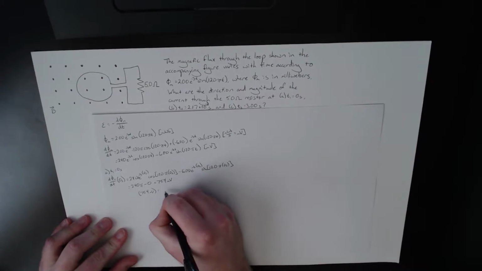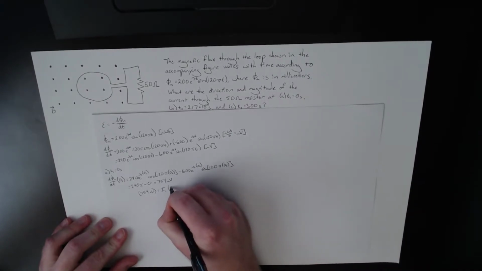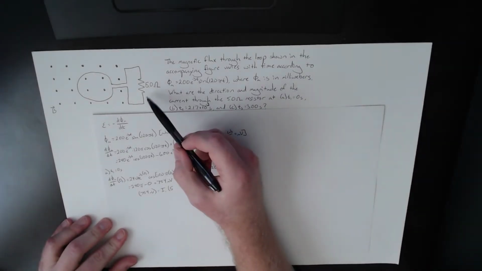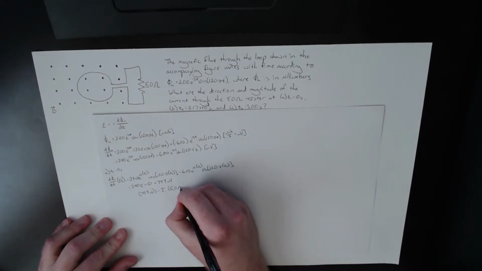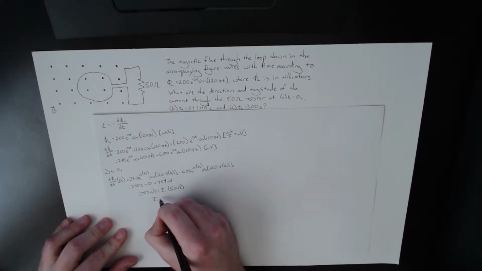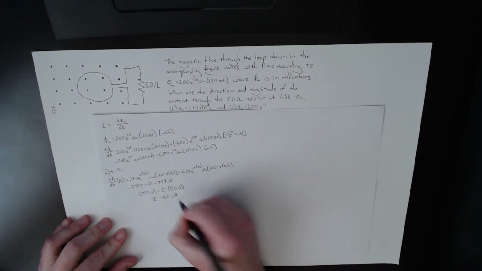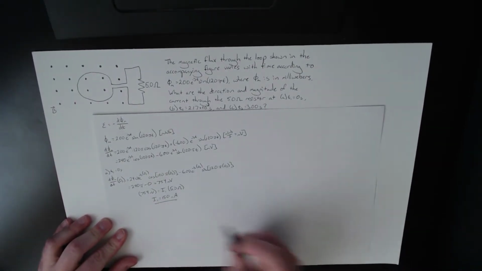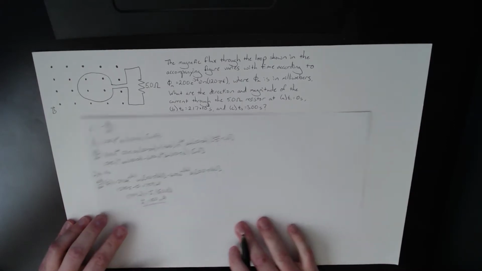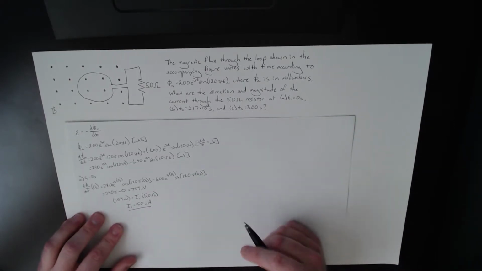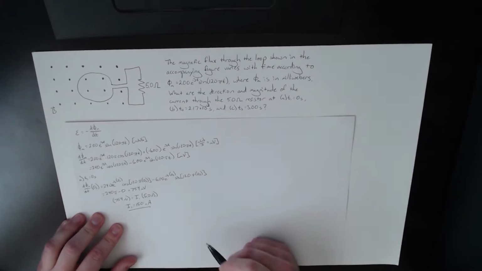754 millivolts is equal to I1 times the resistance we have here, 5.0 ohms, gives us I1 is about 150 milliamps. Great. We have the magnitude of our induced current. We then need to find the direction of the induced current relevant to the flow through this resistor.